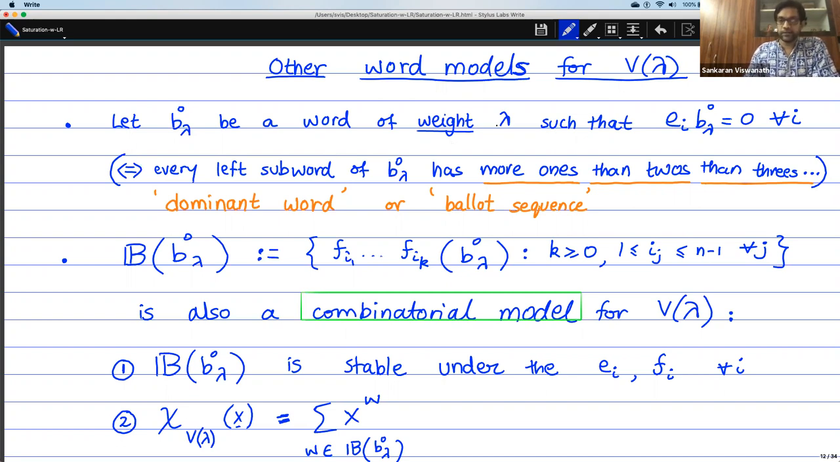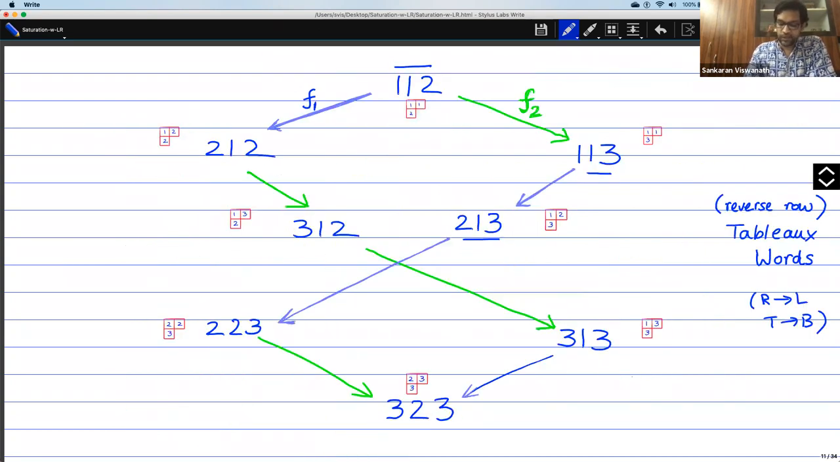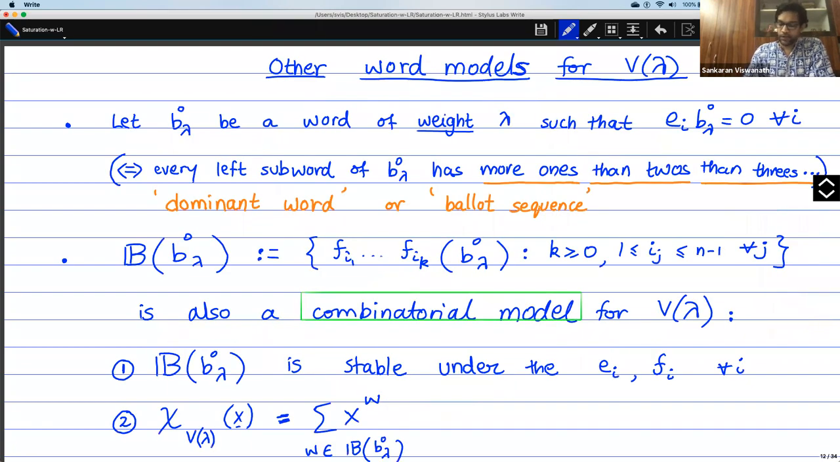The weight of a word is just the number of ones, the number of twos, the number of threes, and so on that it has. In this example, the word I started out with was 1, 1, 2. So there are two ones and a single two. I don't need to start with this guy, 1, 1, 2. It's fine to start with other words of this weight, which have an additional property: it should be killed by all the E_i's. It should have the same property that the superstandard word had.